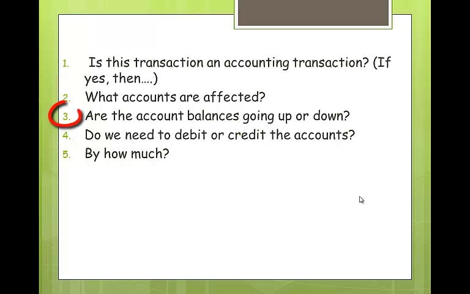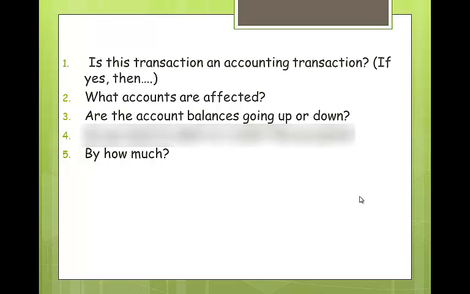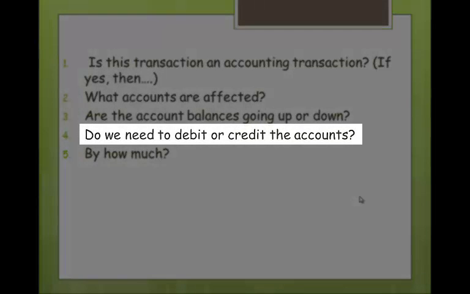Third, are the account balances going up or down? Fourth, do we need to debit or credit the accounts based on your answer to the third question? Lastly, by how much? We have already answered 4 of the 5 questions when doing the transaction analysis. The only question we have to answer now is the 4th question. Should we debit or credit the accounts?